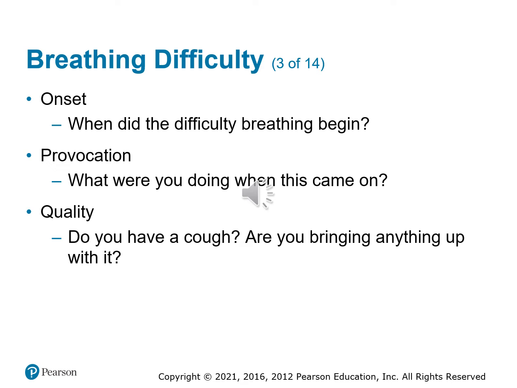We want to identify our OPQRST and all of our history taking information so that we have a better idea of what the cause of this is. When we talk about onset, when did the difficulty breathing begin? Provocation, what were you doing when it came on? What makes it worse? What makes it better? Quality, is there a cough? Are you bringing anything up with the cough? What does it look like? Is there blood in the sputum?